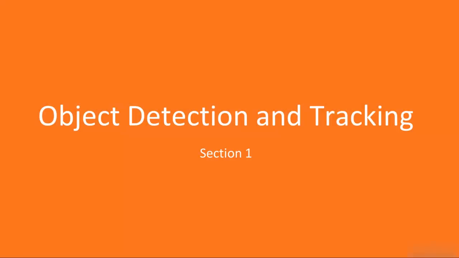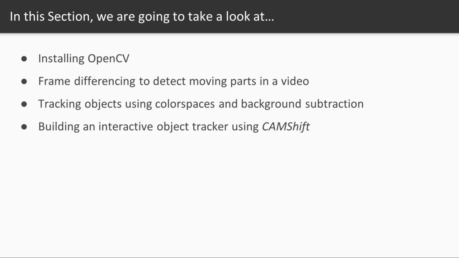Let's start with the section Object Detection and Tracking. In this section, we're going to learn about object detection and tracking. We will start by installing opencv, a very popular library for computer vision. We will discuss frame differencing to see how we can detect the moving parts in a video.